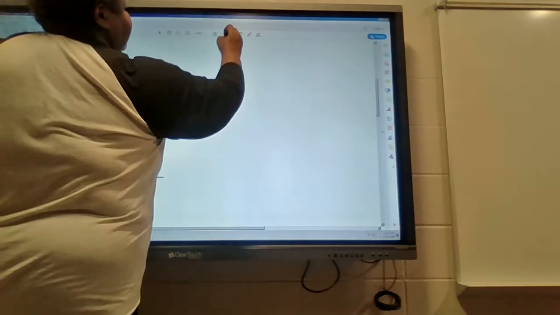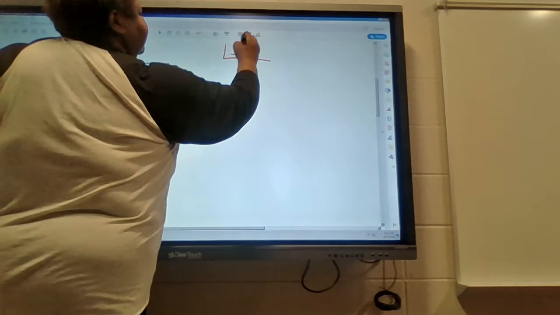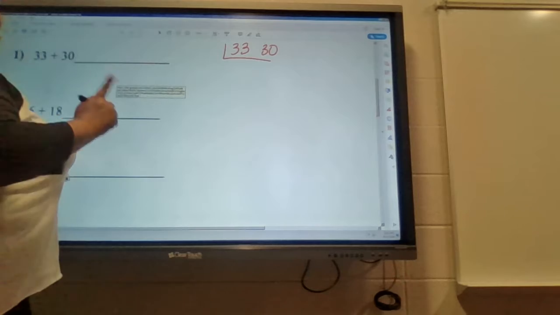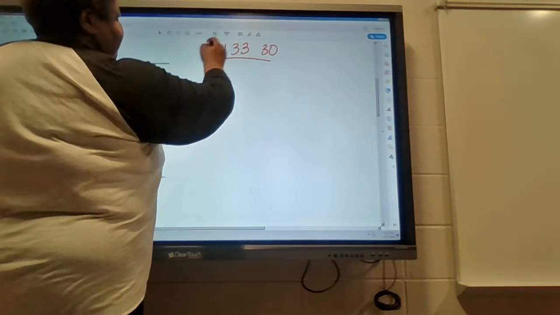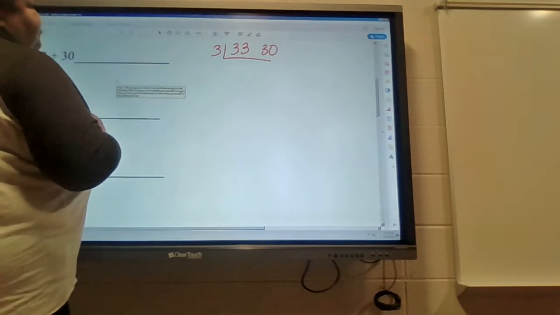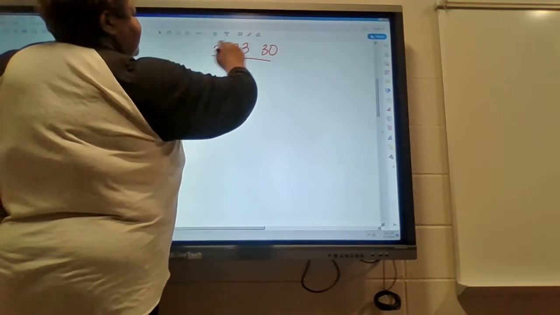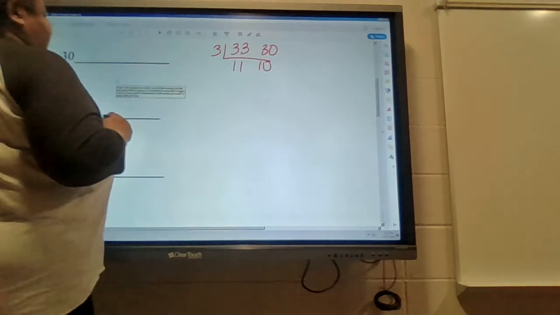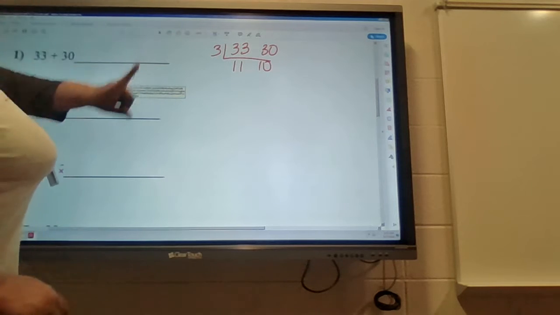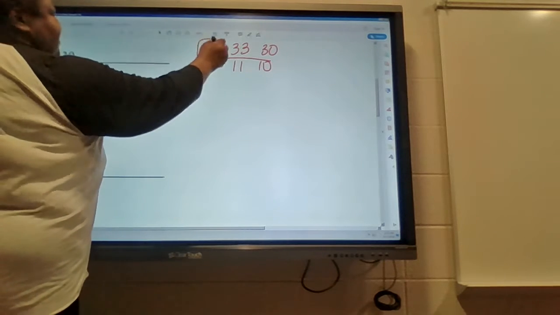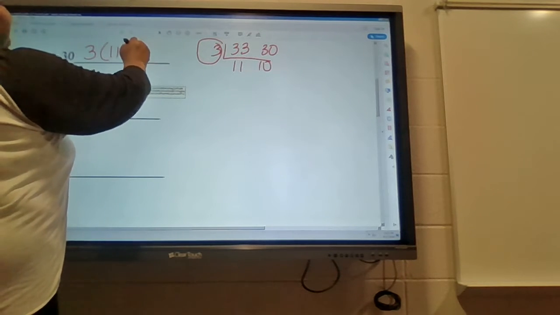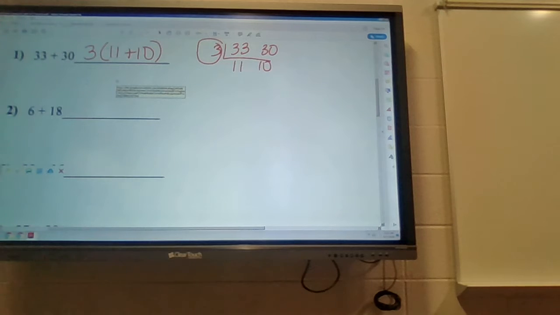So 33 plus 30. I'm going to come over here. Let's see. What goes into 33 and 30? I'm going to guess 3. Yeah, because 3 plus 3 is 6, so that is divisible by 3. And of course, 30 is divisible by 3. 3 goes into 33 11 times. 3 goes into 30 10 times. So what goes into 11 and 10? 1. So 1 and done. So this is my GCF. That goes on the outside of my parentheses. And then my 11 plus 10 goes on the inside.